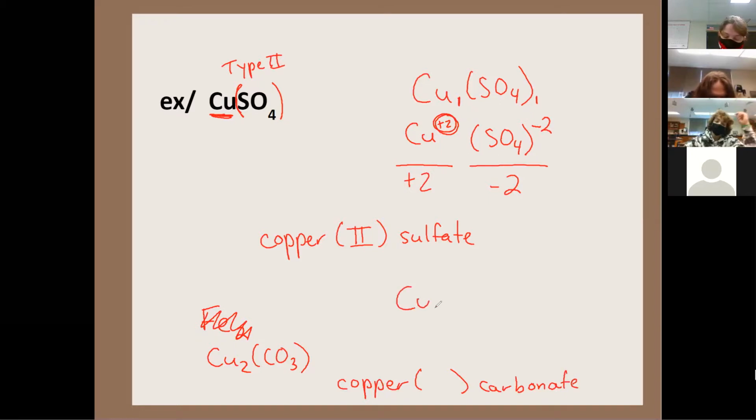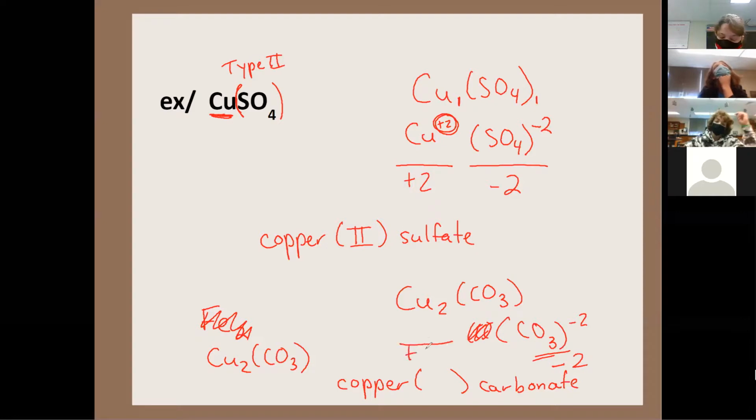Let's work backwards. We have Cu2CO3. So we have one carbonate group. If you go to your polyatomic ion table, you'll see that that has a -2 charge. So there's a total of a -2 charge here. Now let's go to our copper. We know that the total positive charge has to be 2 so that those balance out.